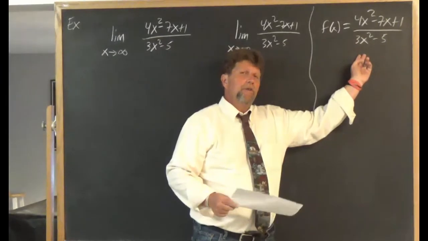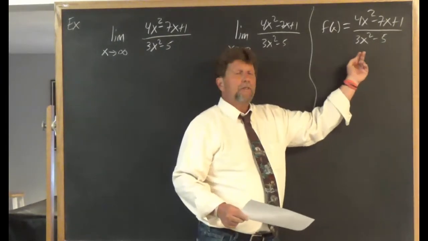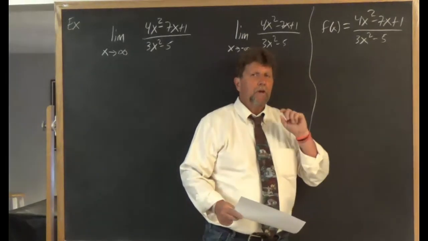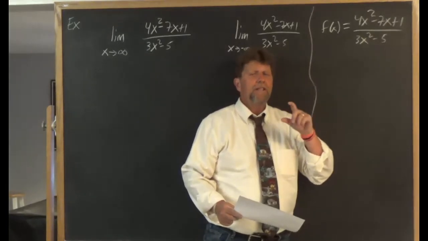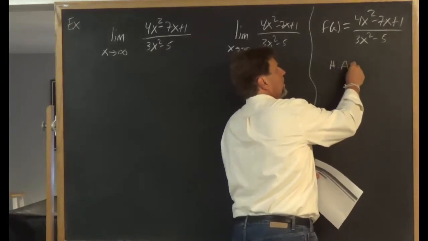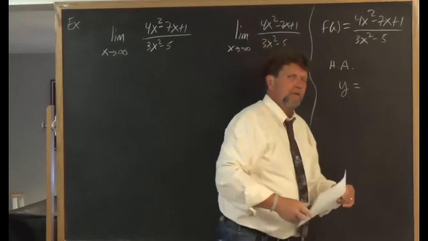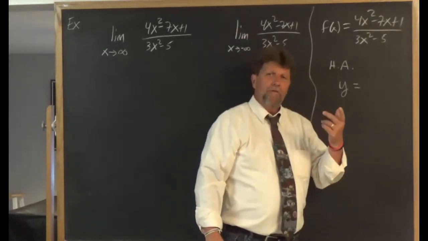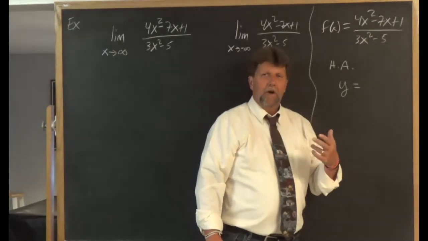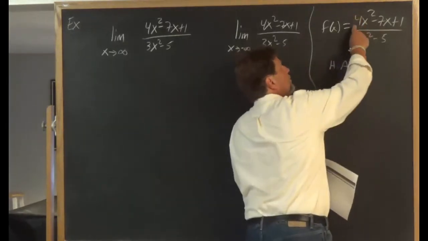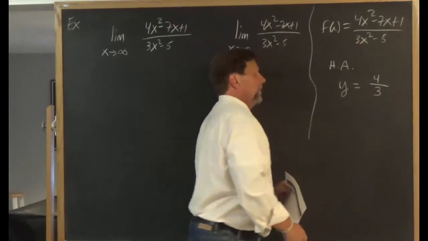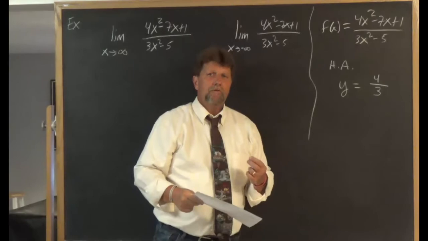Remember, the key is degree of the numerator and degree of the denominator. So the degree of the numerator is 2, and the degree of the denominator is 2. So remember, when the degree of the numerator and degree of the denominator are the same, the horizontal asymptote is the line y equals the ratio of leading coefficient of numerator over leading coefficient of denominator. Well, the leading coefficient of the numerator is 4. The leading coefficient of the denominator is 3. So the horizontal asymptote is y equals 4/3.